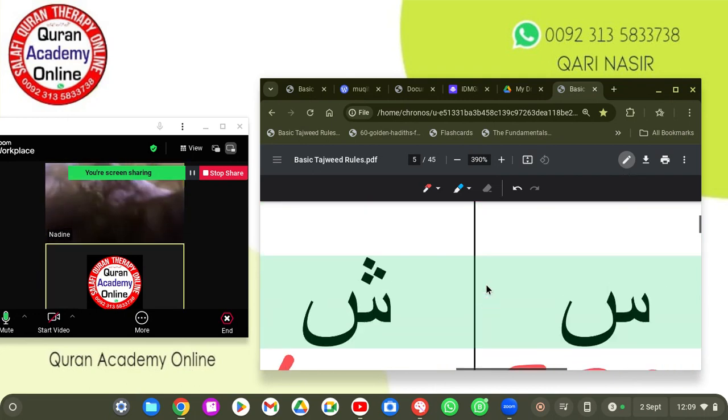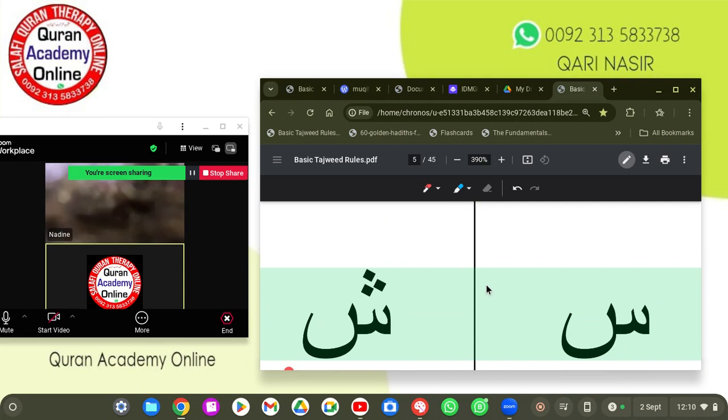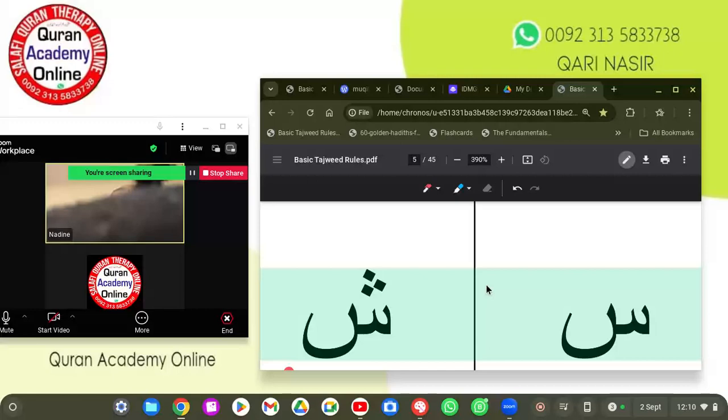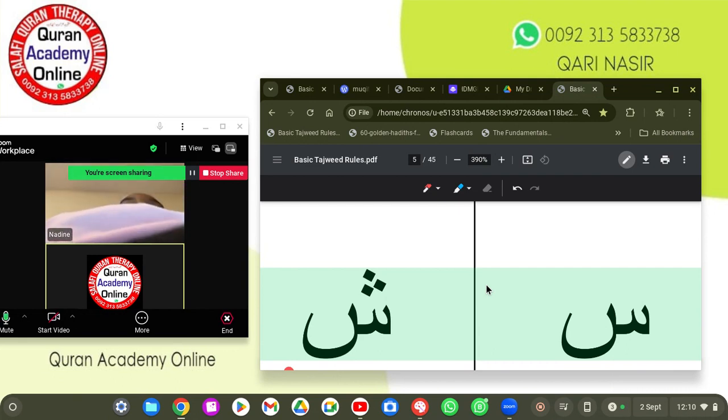Tell me the difference between these two letters in pronouncing. Seen has no dots and sheen has three dots. In words, the difference you are telling me. I ask you, tell me the difference between the two letters in reading. Okay, this without any dots, what letter? Seen. And with the dots? Sheen. Nice. You are expert now.